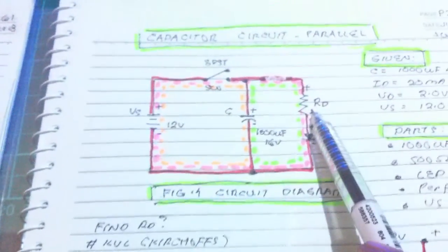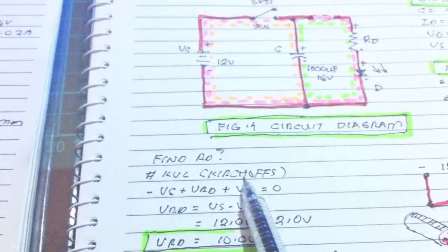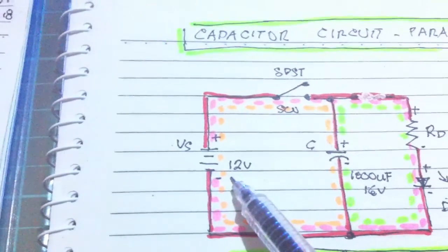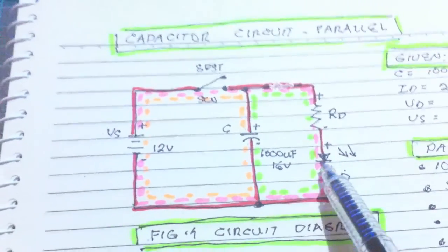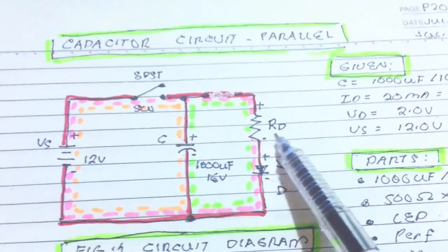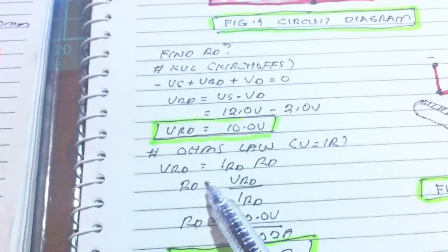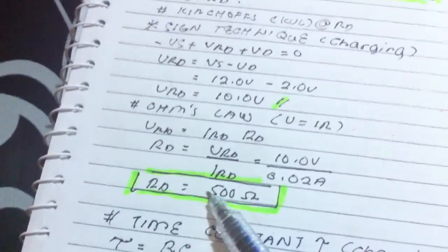And we computed the value of the resistor for the LED by using Kirchhoff's voltage law and my sign technique, with negative voltage supply plus the voltage of the resistor plus the LED to negative, and then we have this 10 volts voltage drop across the resistor here. Using Ohm's law, V equals IR, R now is equal to 500 ohms, just like the previous project here.